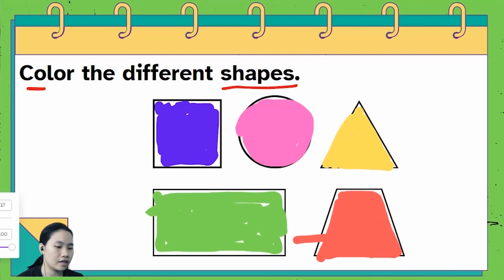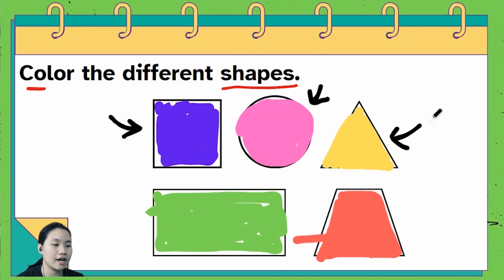We have a blue square. And then we have a pink circle. Next up, we have a yellow triangle, okay? Next up, we have a green rectangle. Last but not least, what do we have? We have a red trapezoid, okay?